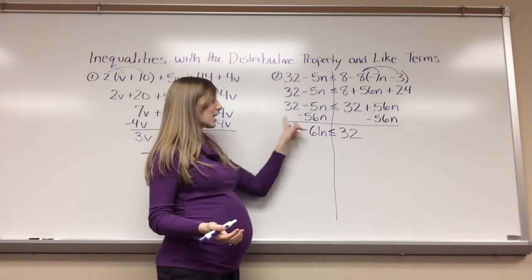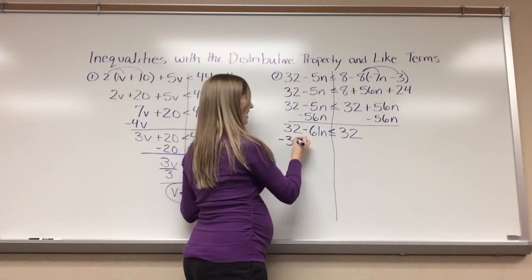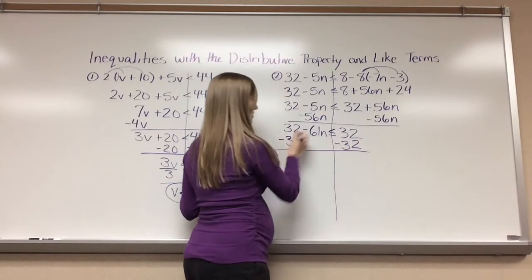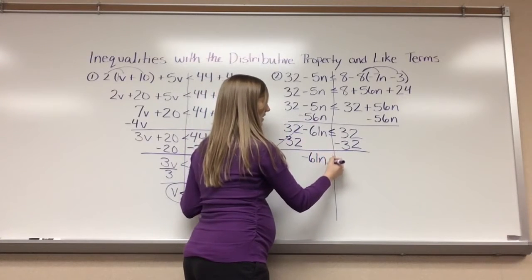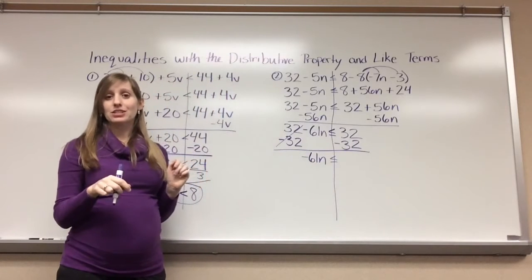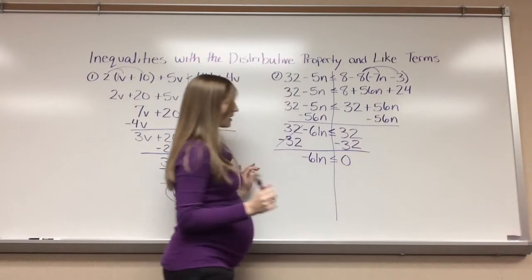Okay, after that we need to get our numbers on the right hand side. So I need to cancel out my 32. So to cancel out the 32, we will subtract 32 on both sides. So the 32's cancel. I get negative 61n is less than or equal to 32 minus 32 is 0. So we just get 0 on this side.